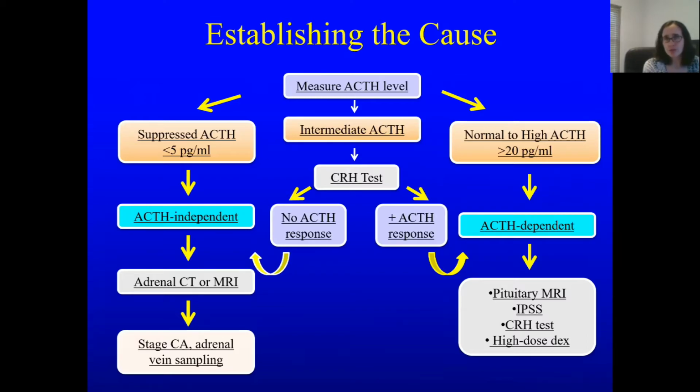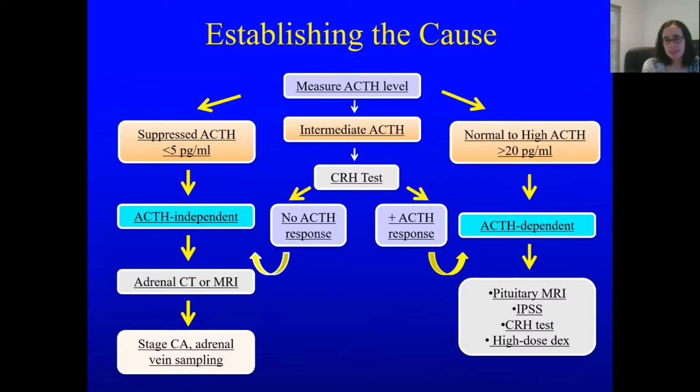IPSS is inferior petrosal sinus sampling. If you can't find the adenoma on MRI, we would go ahead and do IPSS. It's very invasive. It should only be done by very experienced people. There are also CRH tests and high dose DEX tests. You don't really need to know this for your purposes, but these are things that we would do in endocrine clinic if we needed to distinguish if we couldn't see it on an MRI.